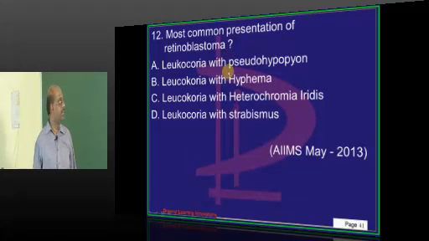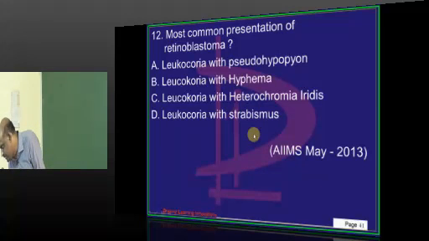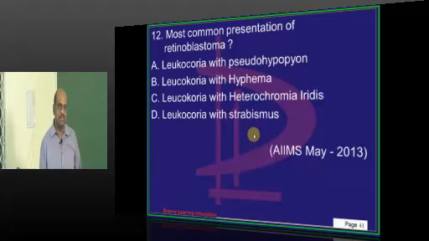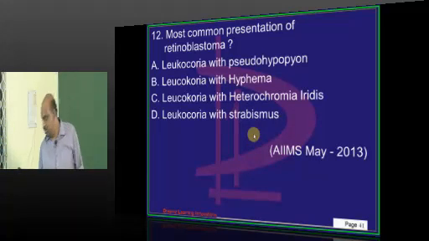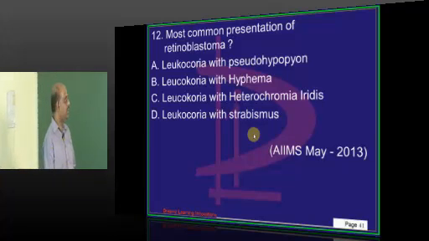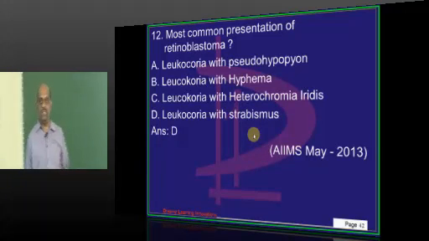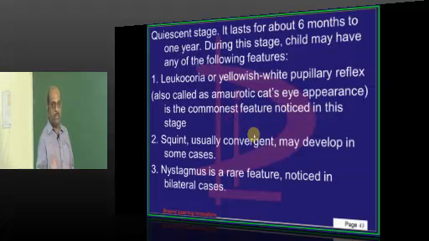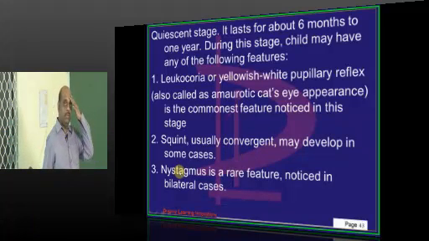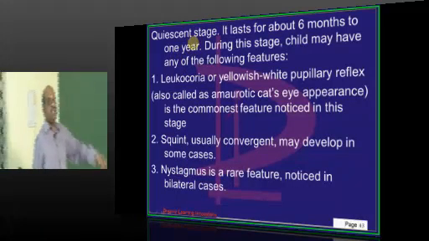Classical question. Question number 12. Rohit says leukocoria with pseudohypopyon or with strabismus. What do you like to propose? Fahima is supporting strabismus. I thought in early stages, the quiescent stage is there, no? There leukocoria and strabismus will be there. Anywhere it is given that pseudohypopyon is the most common? I don't think so. So leukocoria is the commonest feature; squint, convergent strabismus, and nystagmus are all features in the quiescent stage.